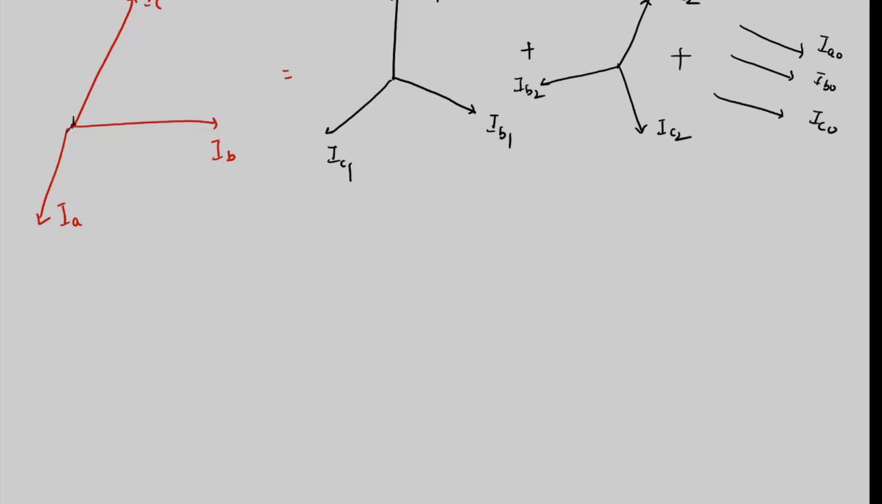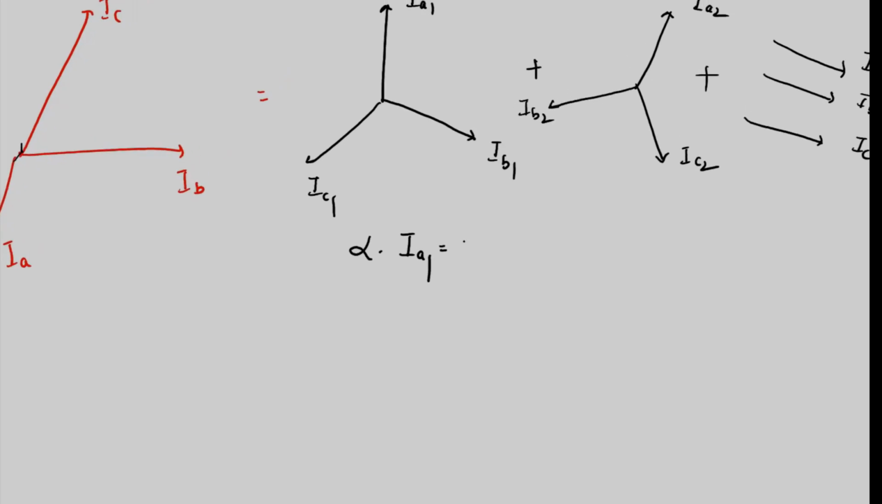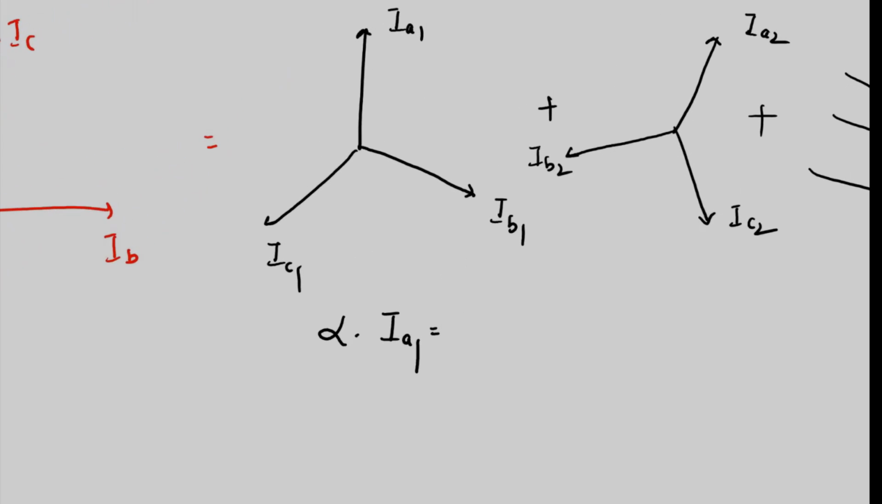Now we know that mathematically, in this, if you multiply IA1 with alpha, that means alpha into IA1 will become how much? So the magnitude will remain same, but however, the phasor will rotate by 120 degrees. So this phasor will rotate by 120 degrees in this direction. So then it will become how much? When you multiply alpha with IA1, you are going to get IC1.